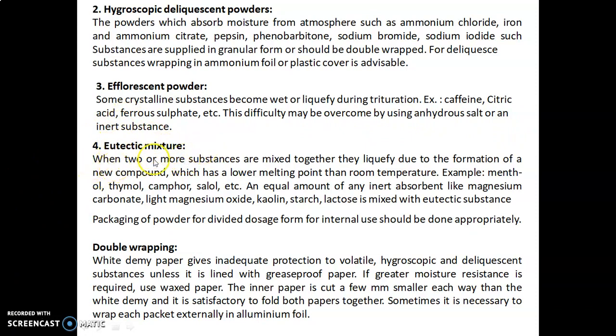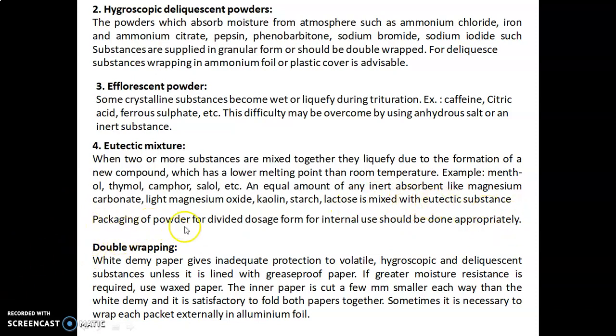Eutectic mixture: when two or more substances are mixed together, they liquefy due to the formation of a new compound which has a lower melting point than room temperature. Example, menthol, thymol, camphor, salol, etc. An equal amount of any inert absorbent like magnesium carbonate, light magnesium oxide, kaolin, starch, lactose is mixed with the eutectic substance.